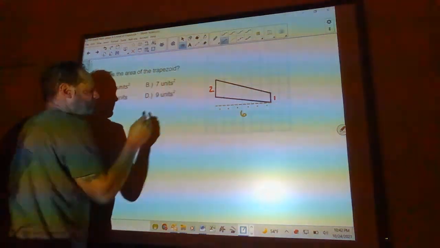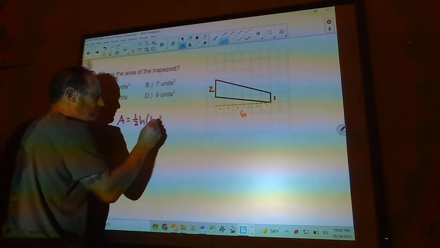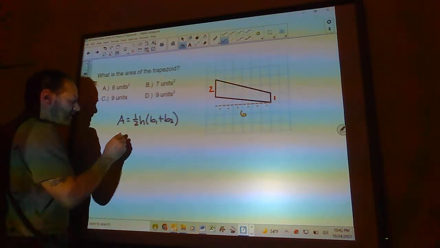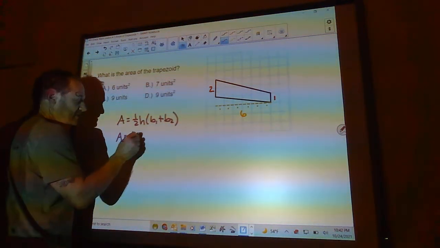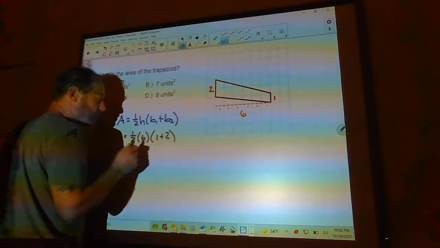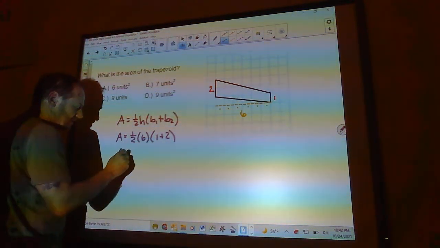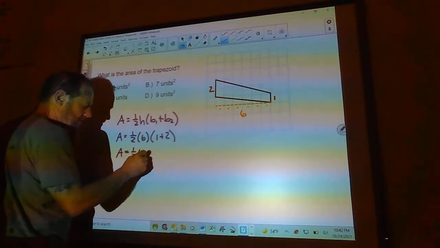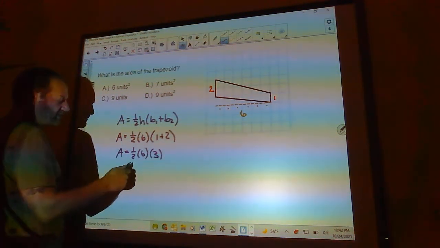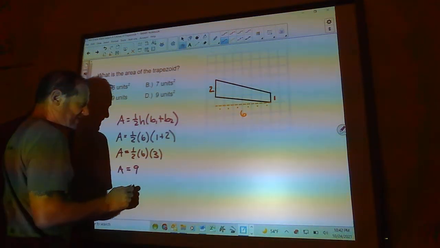Okay, so I'll get my formula. 1/2 the height times base 1 plus base 2. Okay, and I'll plug in my numbers. The height is 6, and base 1 is 1, and base 2 is 2. So this is half of 6 times 3. Okay, so let's see. 6 times 3 is 18, and half of that is 9. So my answer is 9.